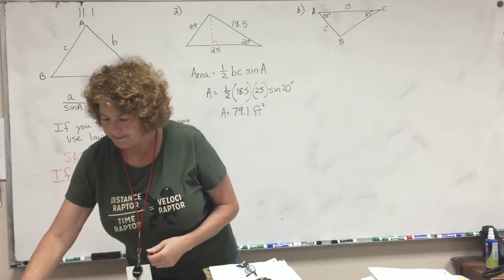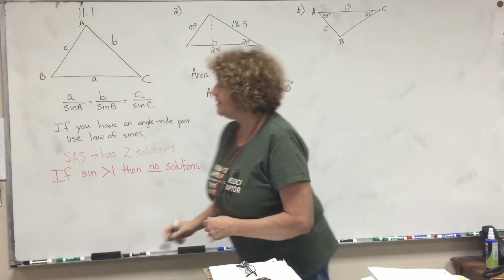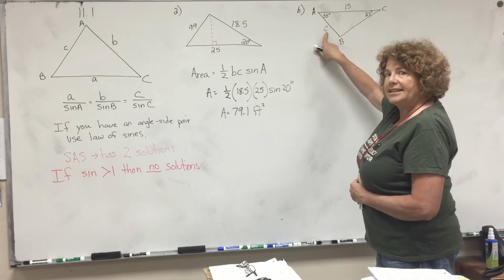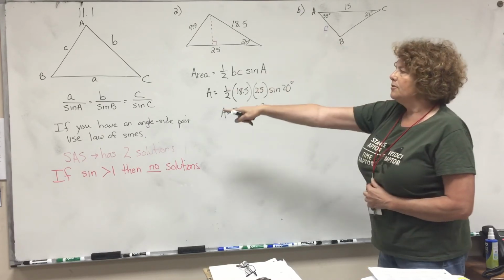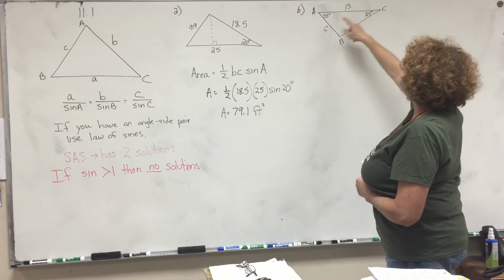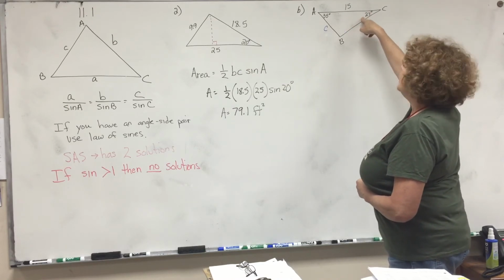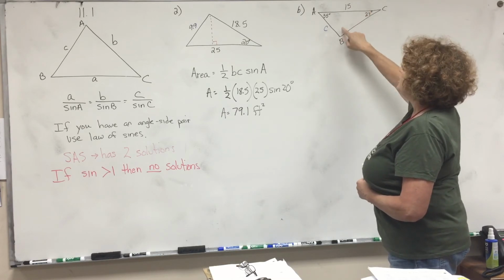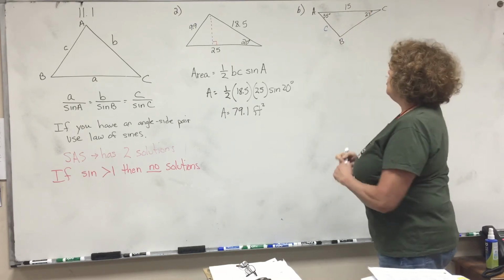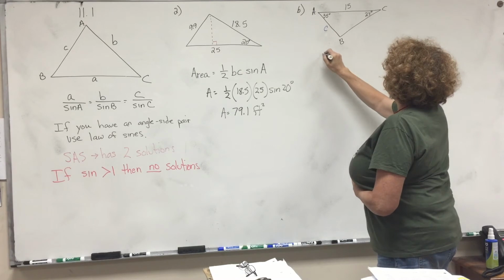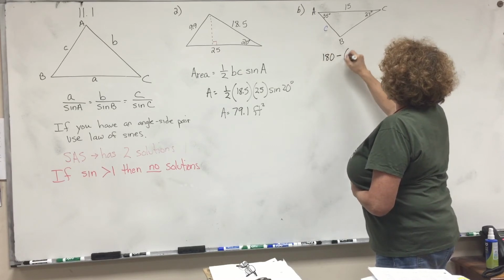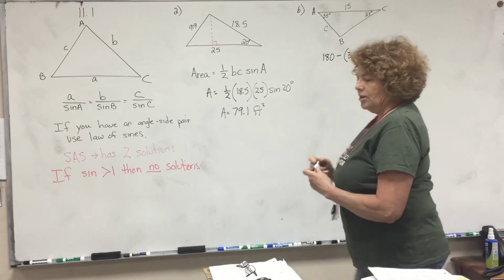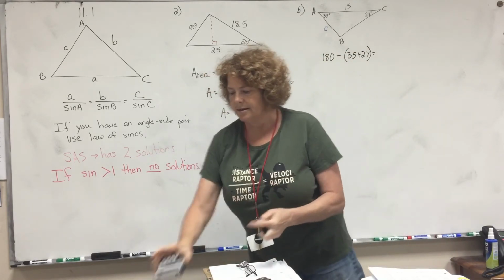All right, let's take a look at this question. It wants to know what side c is. This is a good example of using the law of sines because they give us two angles and a side, so we can find a pair. Notice they don't give us B, so we have to find B. So you have to do 180 minus 35 plus 27. Let's go ahead and do that.